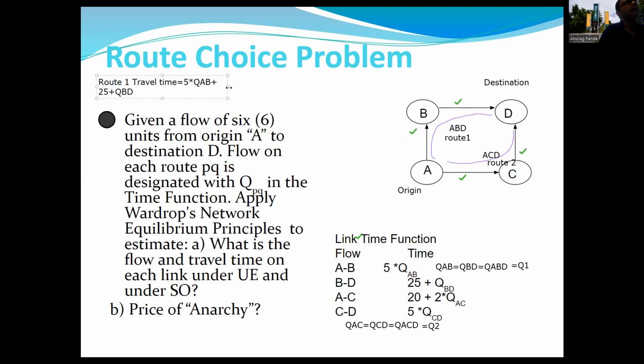All I'm doing is taking these equations and adding up the travel time on the first link and on the second link. But now remember, I already called QAB equal to QBD equal to Q1. So it's basically 5 times Q1 plus 25 plus Q1, which means it's equal to 25 plus 6 Q1.